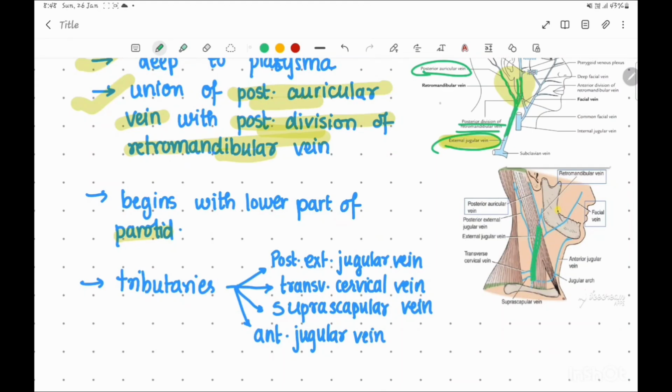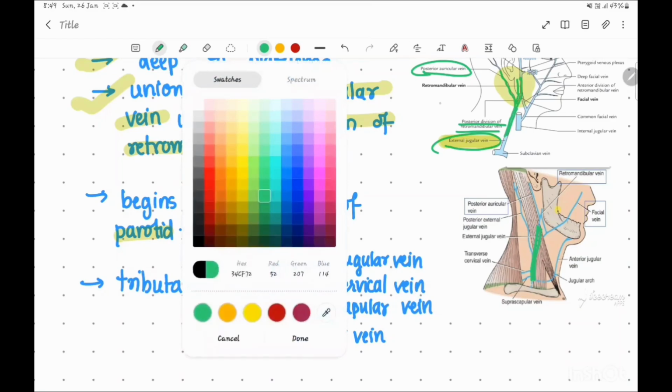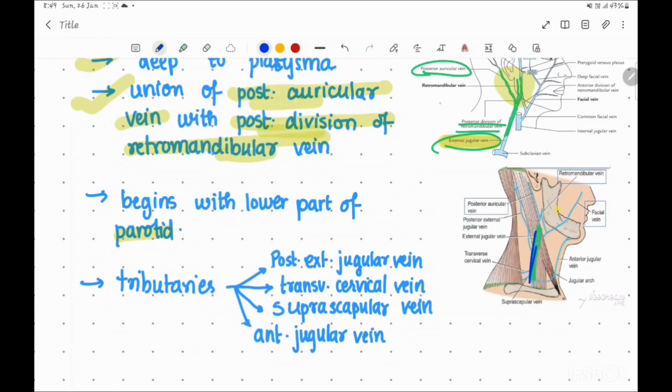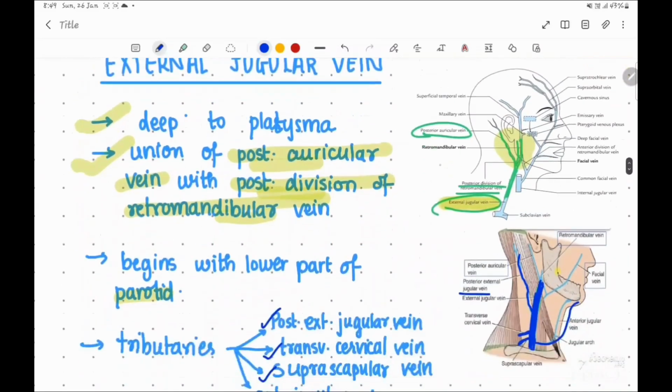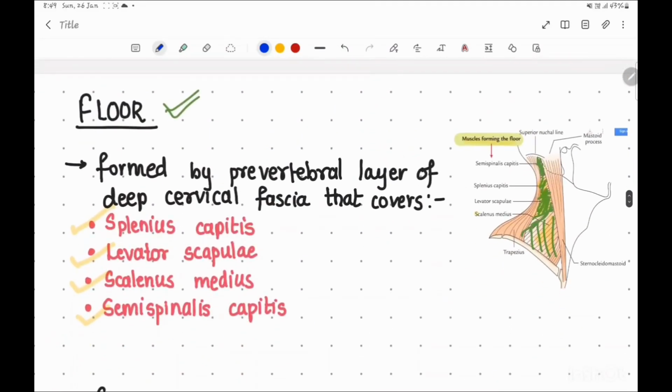Firstly, let us see. This is the external jugular vein. You can see tributaries. The first tributary is posterior external jugular vein. As I said, I will be showing you posterior external jugular vein. It is present here. Another tributary is transverse cervical vein. That is this. Then there is suprascapular vein. This. Anterior jugular vein. This. So these are all the tributaries of external jugular vein.